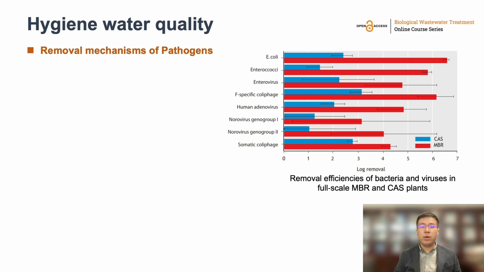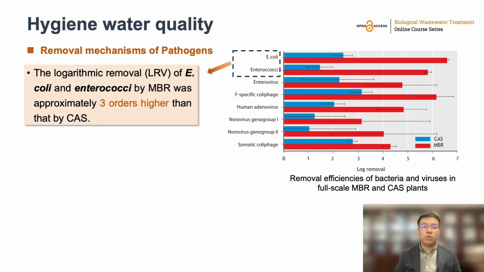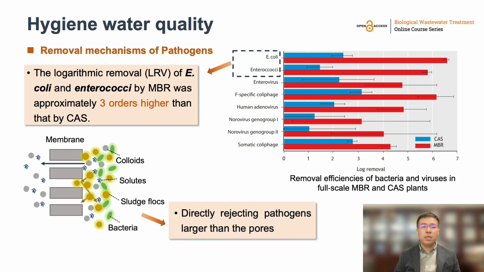This figure shows a comparison of the removal efficiencies of bacteria and viruses between the full-scale MBR and conventional activated sludge plant. As shown in this figure, a survey of full-scale wastewater treatment plants shows that the log removal of E. coli and enterococci by MBR was about 3 orders higher than that by conventional activated sludge. However, unlike the obvious rejection of bacteria by the membrane by steric exclusion, the rejection of viruses is not certain because the sizes of the viruses are comparable or even smaller than the membrane pores.